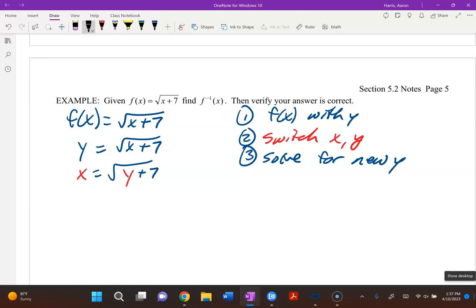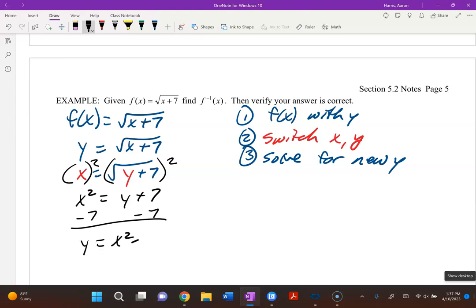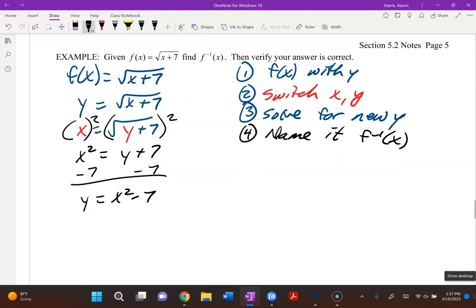Well, in order to solve for the new y, I've got to get it out of the radical. So I've got to square both sides here. So I get x squared equals y plus 7. Now y plus 7 is free of that radical. I subtract 7 from both sides. So I have y equals x squared minus 7. Now I name it the inverse. In this case, f was the original function, so f inverse is x squared minus 7.